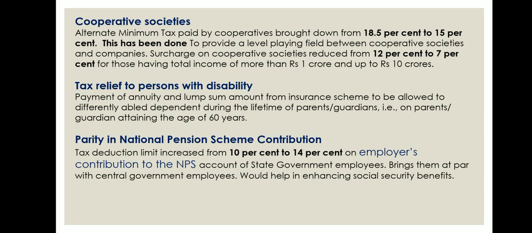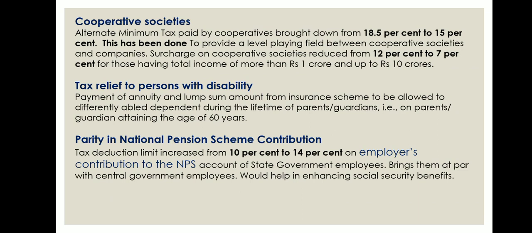So various other steps have been taken for the cooperative societies. The alternate minimum tax paid by the cooperatives has been brought down from 18.5% to 15%. Now this is a very important step because the government has been taking steps to bring down this tax and also to bring it on a level playing field between the cooperative societies and companies. Now the surcharge on cooperative societies has been reduced from 12% to 7% for those having a total income of more than 1 crore and up to 10 crores.